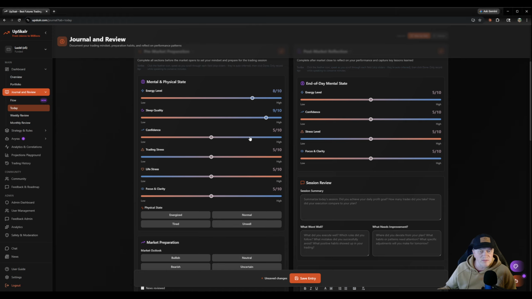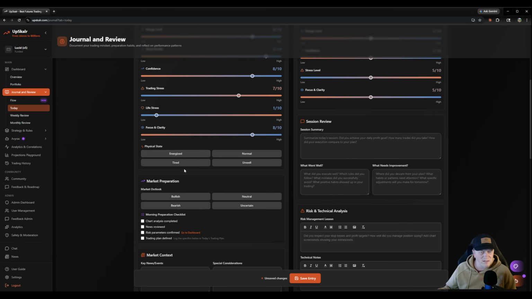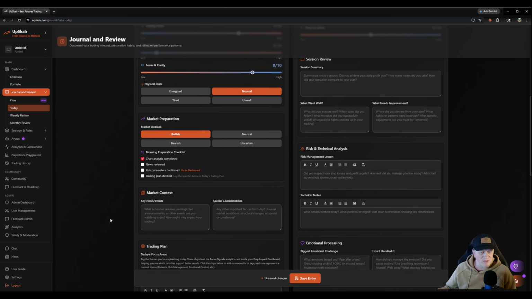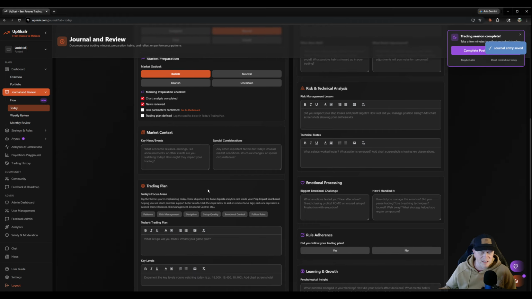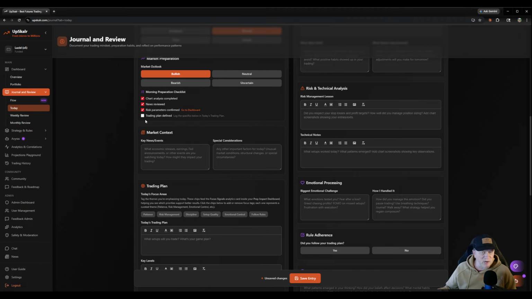Let me go back and just real quick hit on these. Life stress is low. Let me go back to an 8. Normal, bullish. All right, so we're going to check all of these, and you do want to save these periodically and go from there. So risk parameters confirmed.